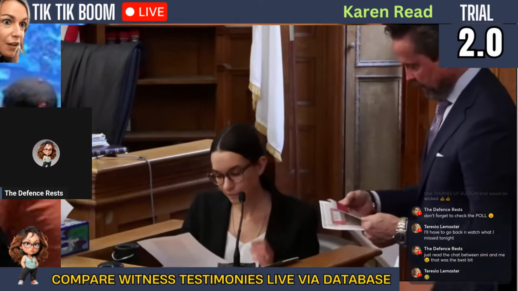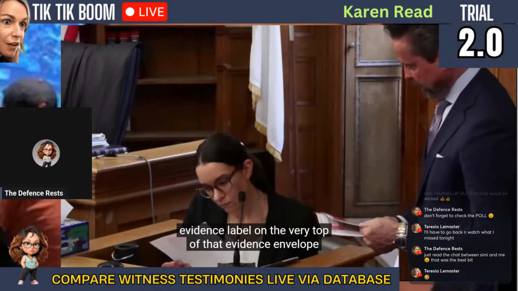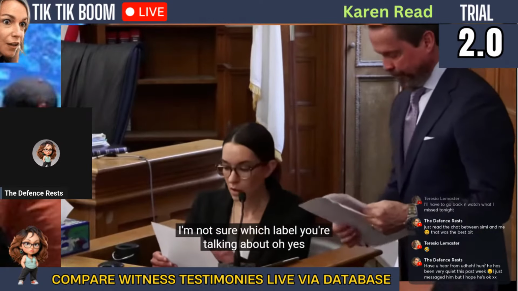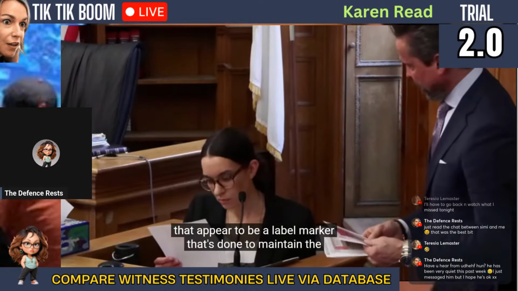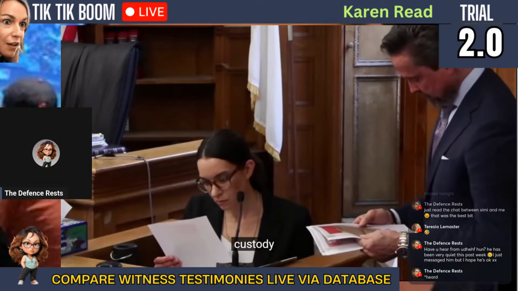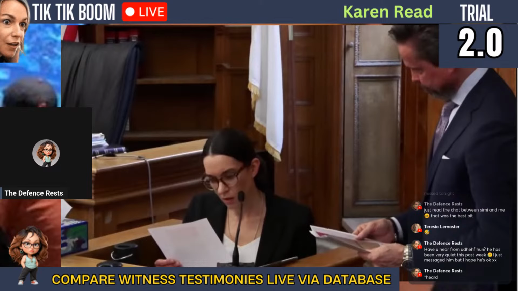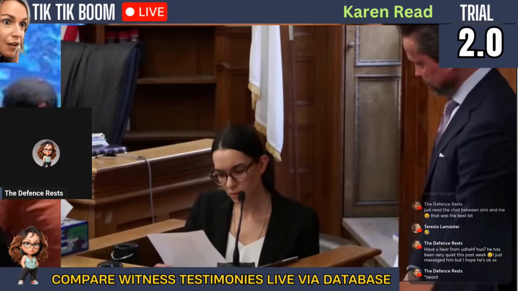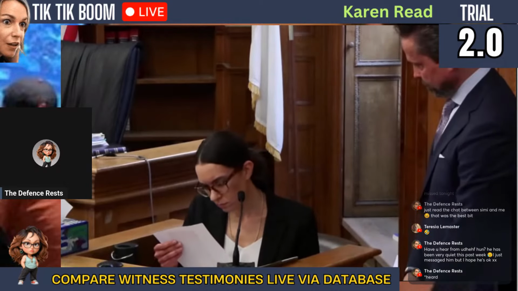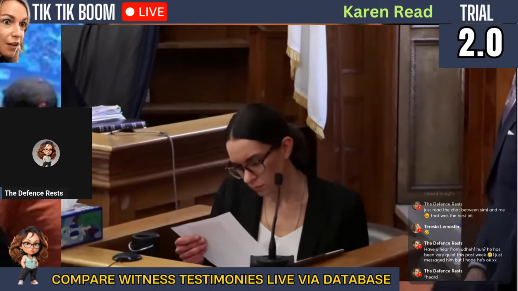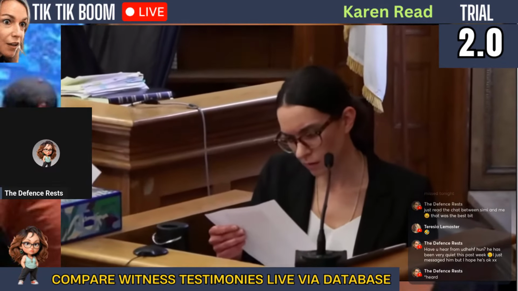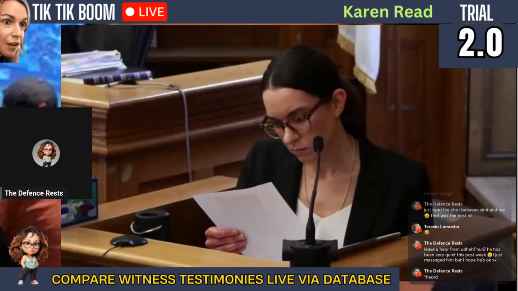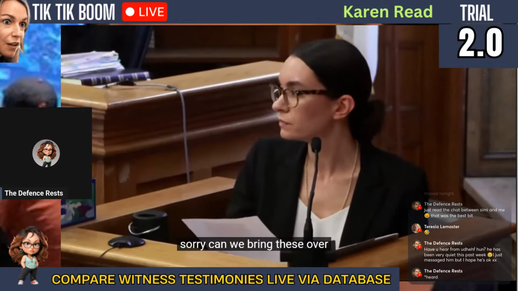Correct. Do you see the evidence label on the very top of that evidence envelope? I'm not sure which label you're talking about. Oh, under the red tape, yes. Does that appear to be a label marker that's done to maintain chain of custody? So I think that label. Sorry. Sure, can we bring these over to the side?